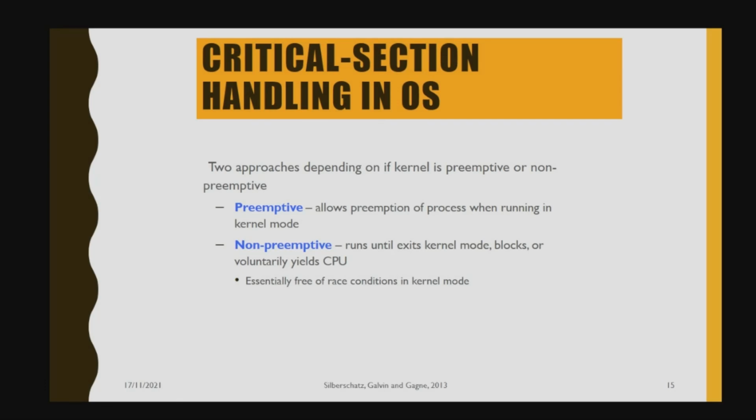Okay, critical section handling in the operating system. There are two approaches depending on whether the kernel is preemptive or non-preemptive. If preemptive, it allows preemption of a process when running in kernel mode. If non-preemptive, it runs until it exits kernel mode, blocks, or voluntarily yields the CPU. So it is essentially free of race conditions in kernel mode. Okay, race condition refers to the counter issues before.